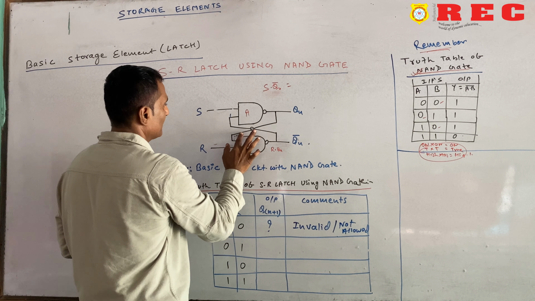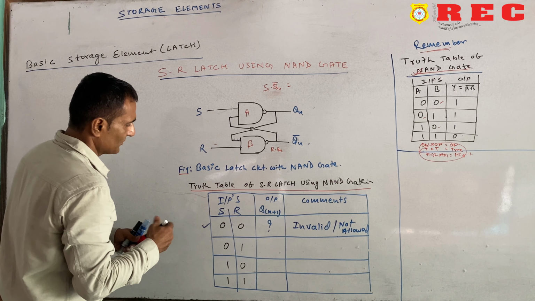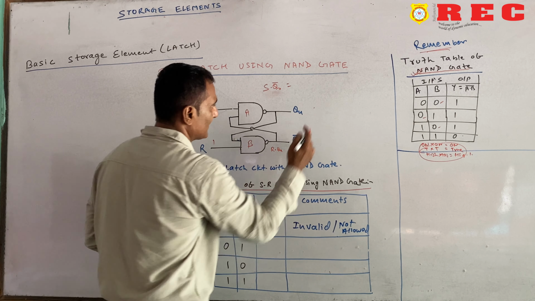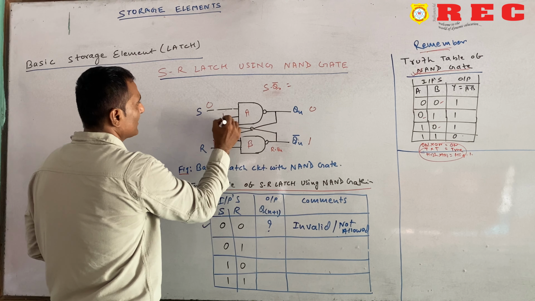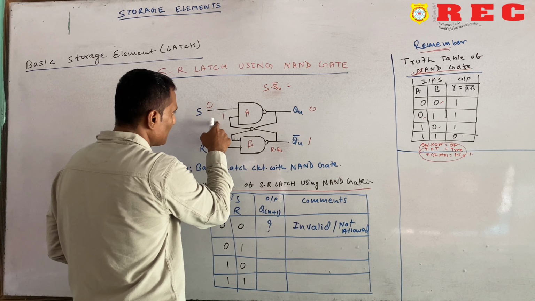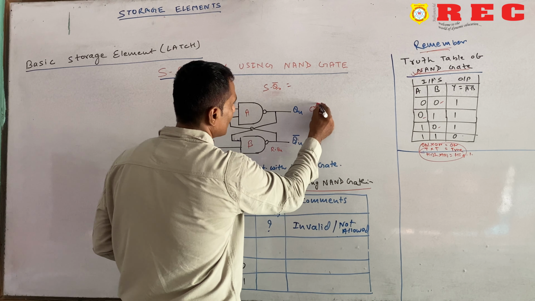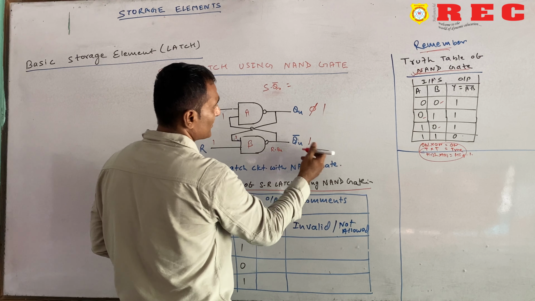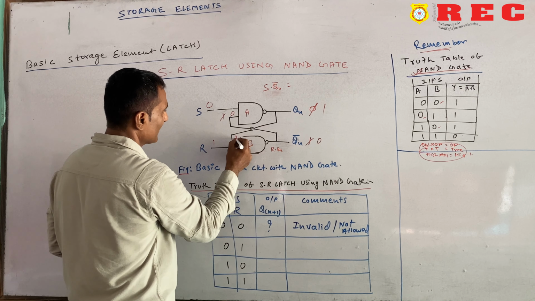So see, if S is equal to 0 and R is equal to 1, and assuming Qn is equal to 0 and Qn complement is equal to 1. So this 1 will come here, 0 and 1. If any one input is 0, the output will be 1. This will be cut. This 1 will come here, 1 into 1. We will see from the truth table, it will be 0. This 0 will come here, 0 into 0, it will be 1, already 1 here. This 1 will come here, 1 into 1 is equal to 0.